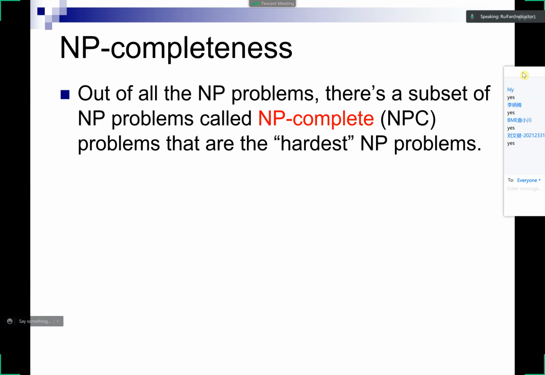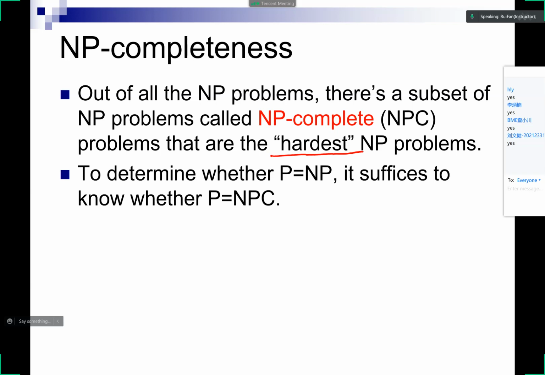NP Complete is another set of problems, just like P is a collection of problems, and NP is a collection of problems. NP Complete, or NPC, is another set of problems. In fact, NPC is a subset of the NP problems, and the subset is supposed to be the hardest NP problems. Out of all NP problems, these special NPC problems are the hardest problems.